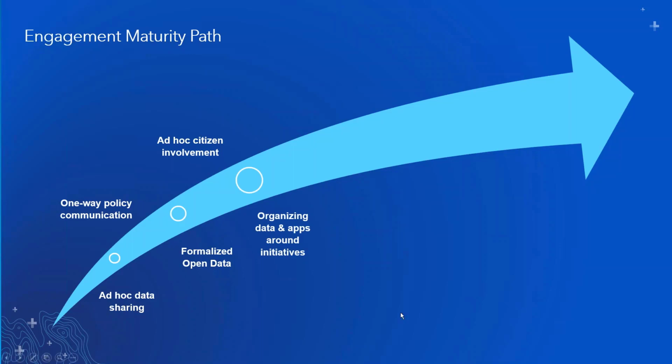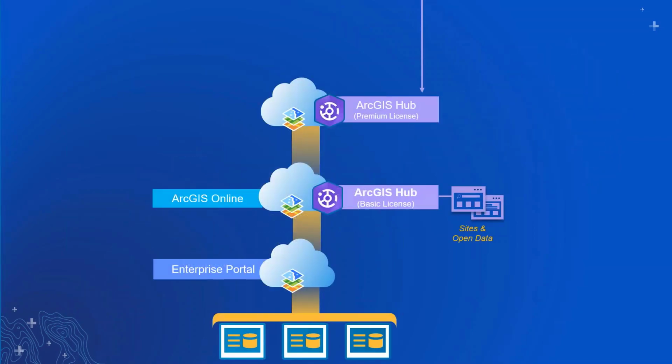So back to our roadmap of our maturity within this open data concept and using ArcGIS Hub. The next things that we'll do is to organize data and apps around initiatives. So instead of just having a diabetes website, we're going to have a diabetes initiative where we're going to collaborate with other folks and really fight against it. We form teams. We organize our teams around the initiatives that we have.